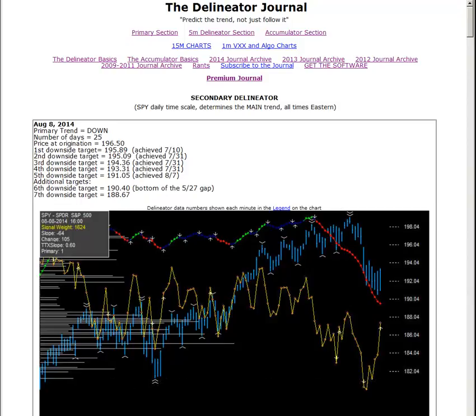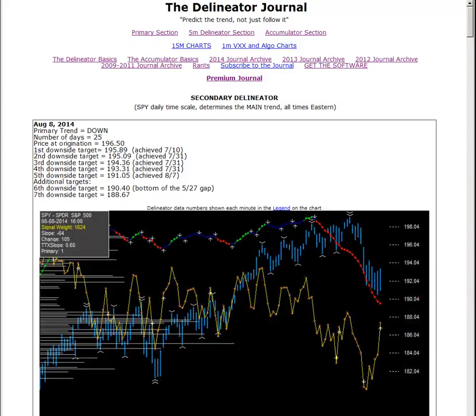So let's look at our Delineator Journal. I write the journal to support the software users, both the Delineator software and the accumulator software. They're both two separate programs. And one thing that is very important: the accumulators and the delineators by themselves do not create buy or sell signals. They weren't designed for a monkey to trade the stock market. They were designed for human beings, and they're measurement tools under which you can make decisions. So let's look at the Delineator Journal here.